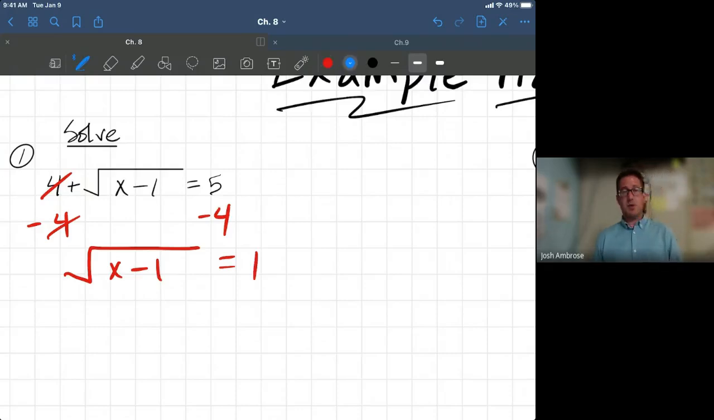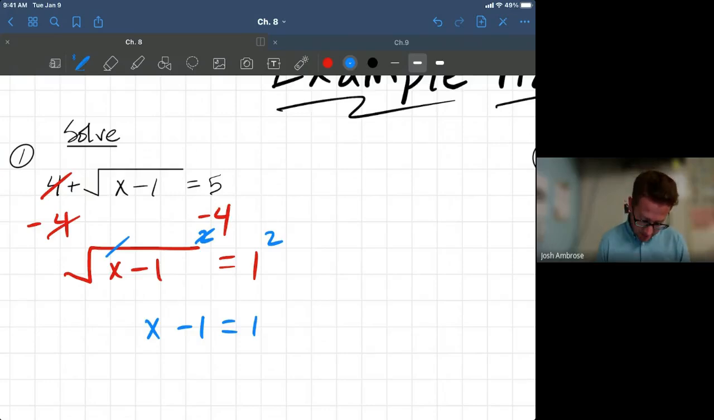And now it gets to the point of how do you get rid of the square root? The opposite of a square root is squaring both sides. So you have to square both sides. The square root and the square will cross each other out. 1 squared is simply 1. Now this is all you have left. X minus 1 equals 1. X equals 2.